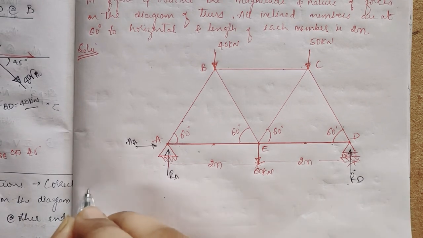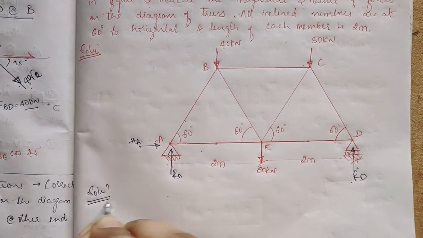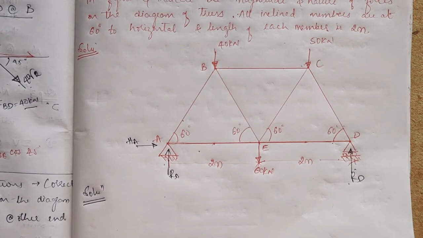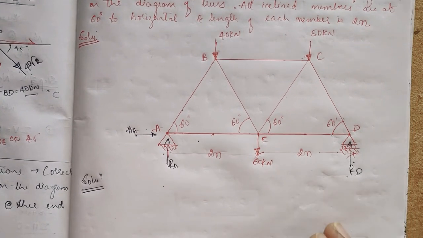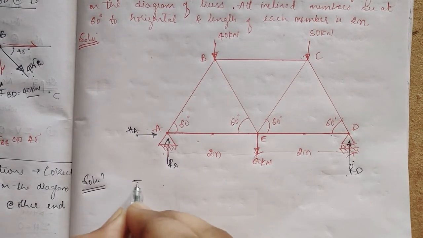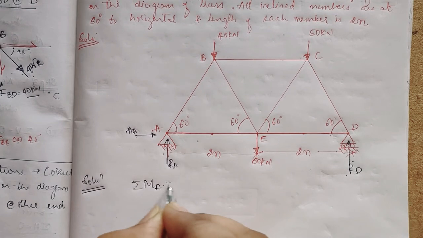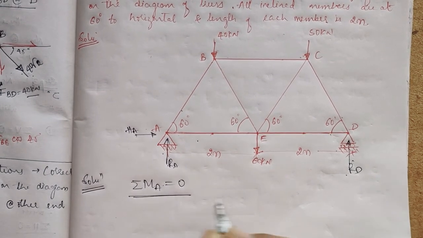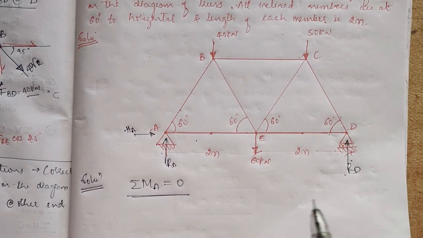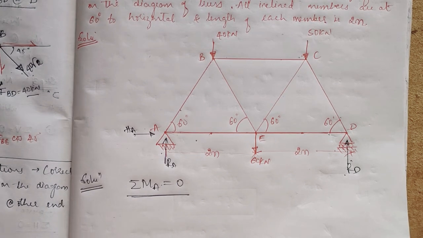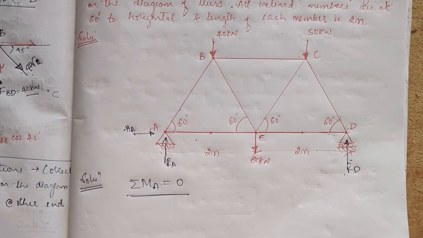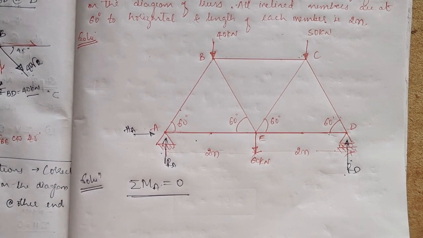Now I'll apply the equilibrium conditions for this problem. First I'll apply the moment condition, that is summation of moment about A is equal to 0. Why am I taking moment? Because it will give us the value of RD directly. You can tell this by experience of solving problems, there is no problem.